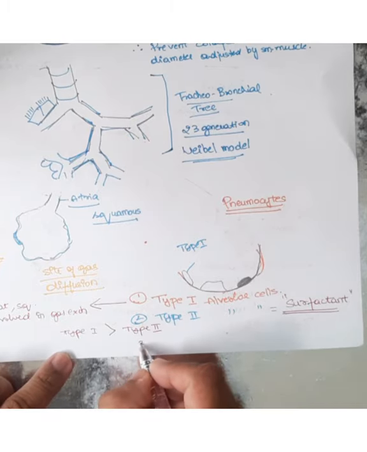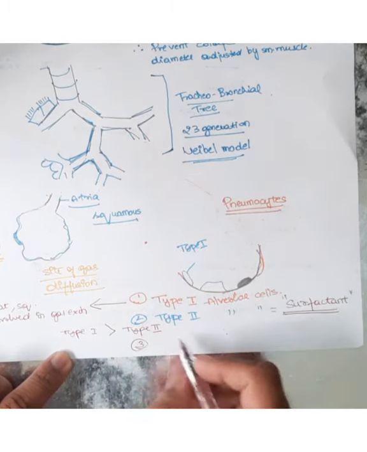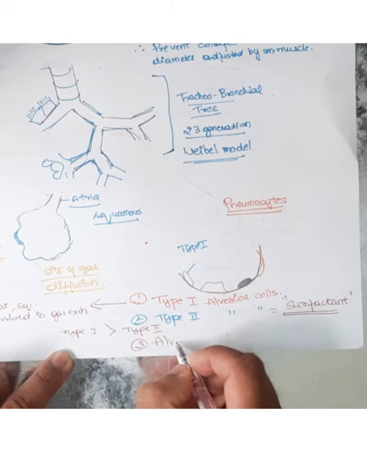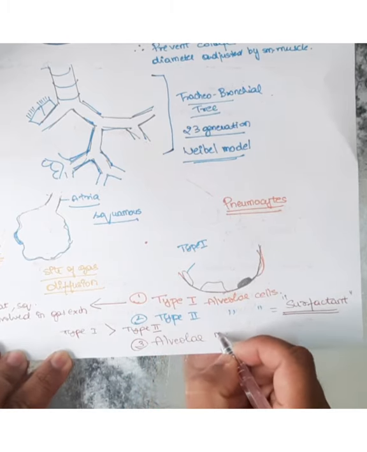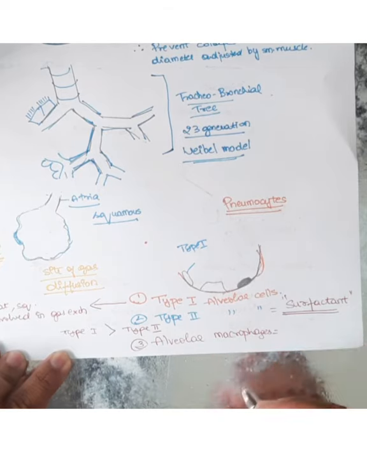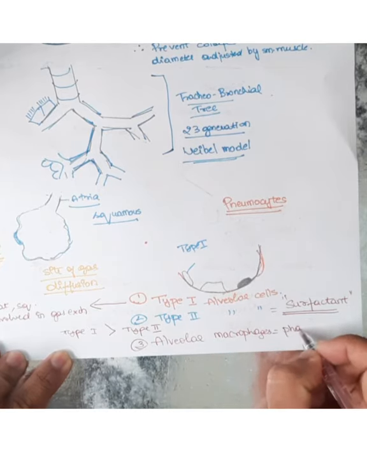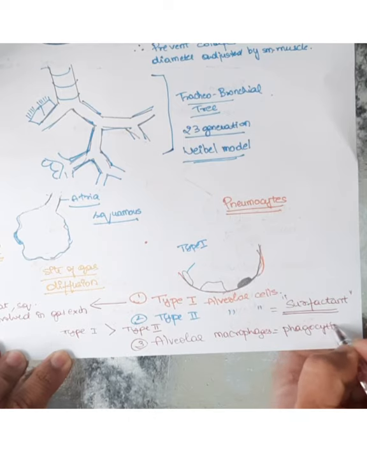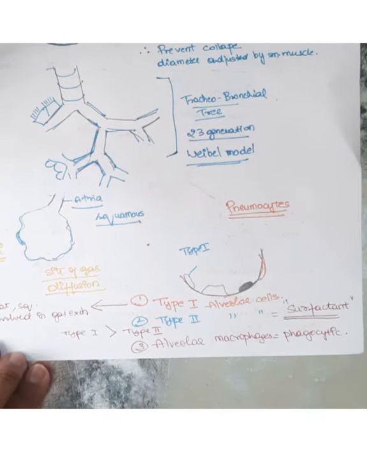The third type of cell that could be seen in an alveoli is alveolar macrophages. These are the phagocytic cells that are present in the alveoli.